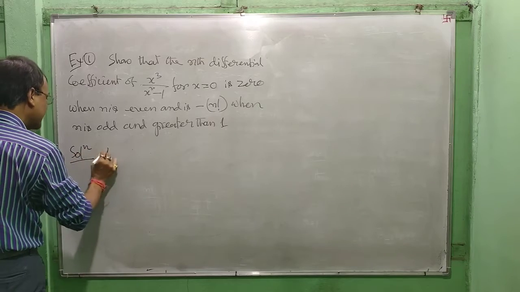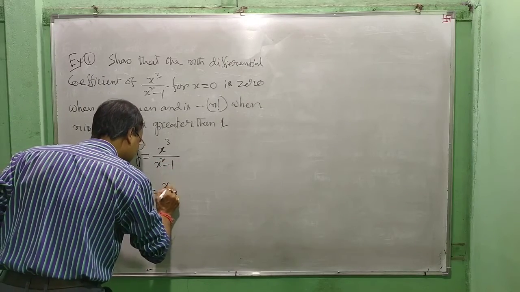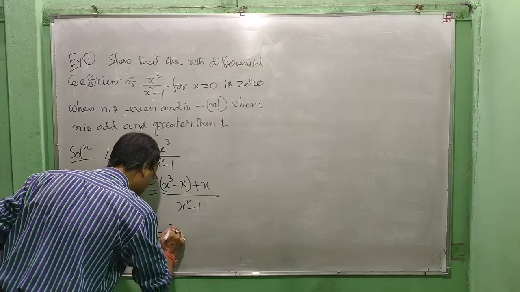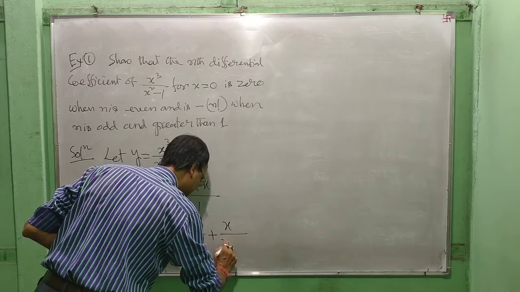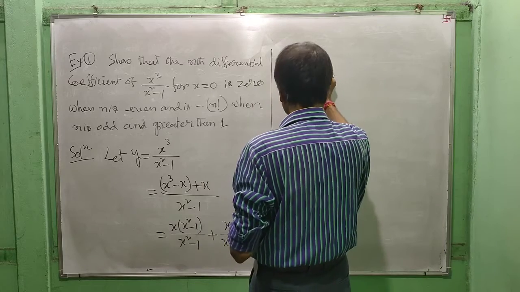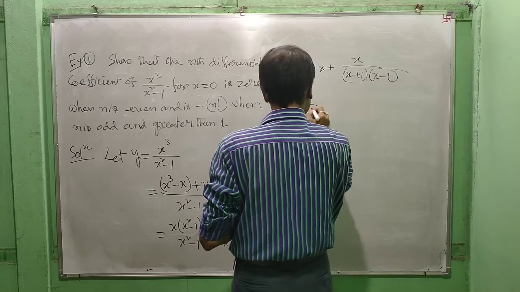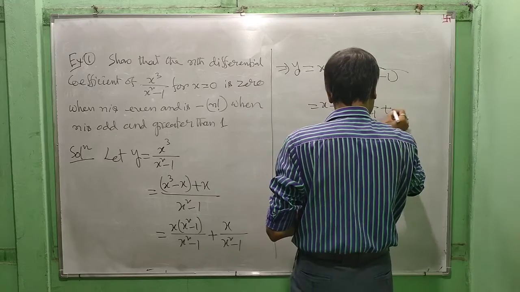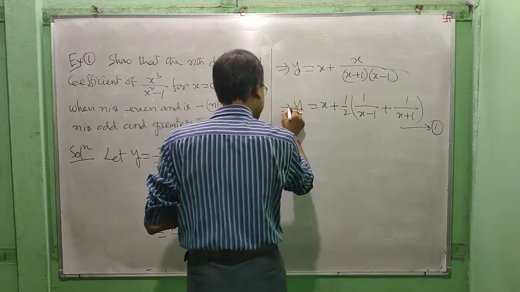Solution. Let y equal to x cube divided by x square minus 1. This can be written as x cube minus x plus x divided by x square minus 1. This is equal to x into x square minus 1 divided by x square minus 1 plus x divided by x square minus 1. This means this is equal to x plus x divided by x plus 1 into x minus 1. This is equal to x plus 1 by 2 into 1 by x minus 1 plus 1 by x plus 1. Suppose this is number 1. y is equal to this. We have got this.